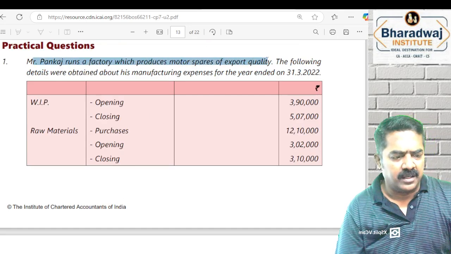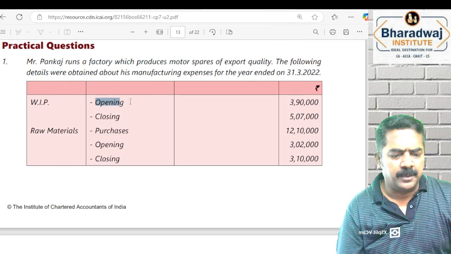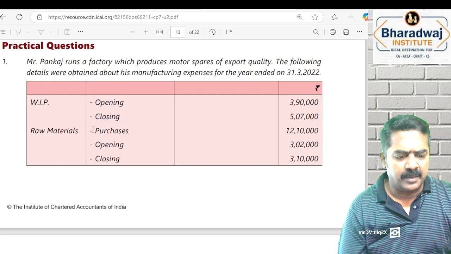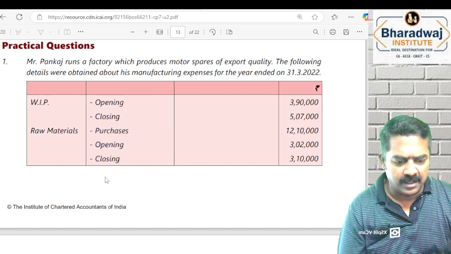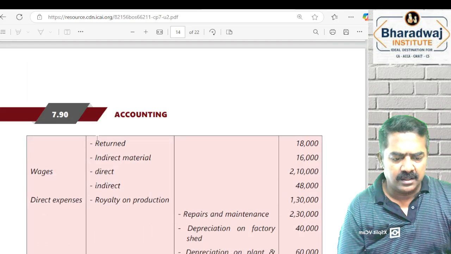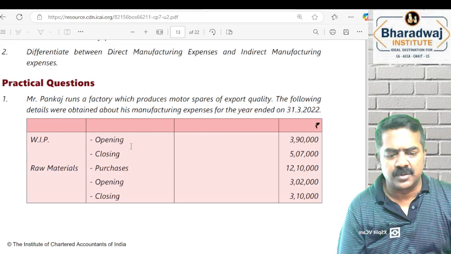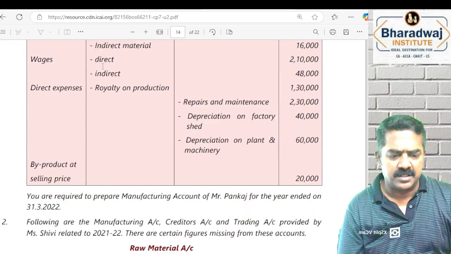Pankaj runs a factory which produces spares of export quality. The following details are obtained. WIP opening will come on the debit side, like closing on the credit side. Raw material opening stock plus purchases minus closing stock will come as raw material consumed on the debit side. Then raw material returned is nothing but purchase returns. Purchase returns, what will you do? Minus from purchases.